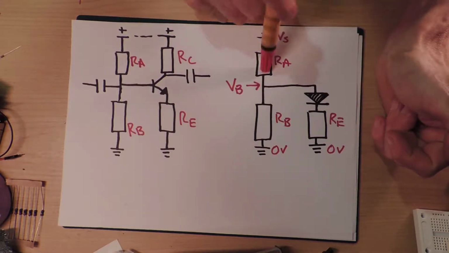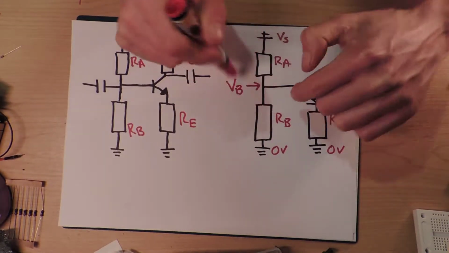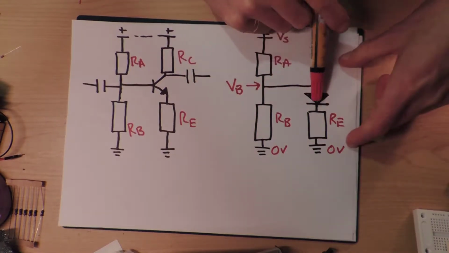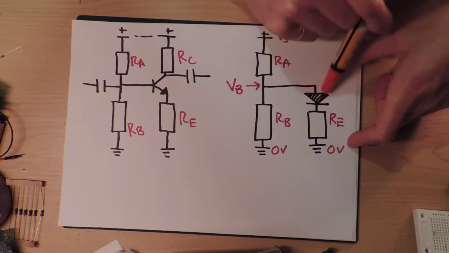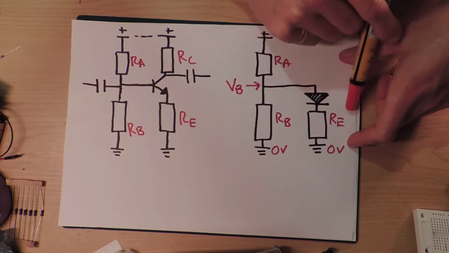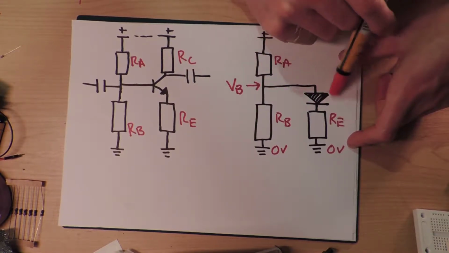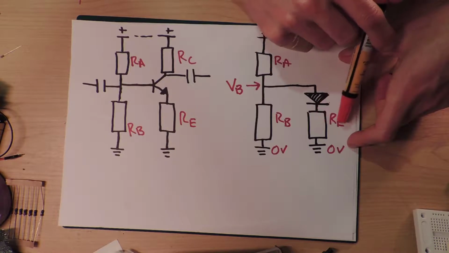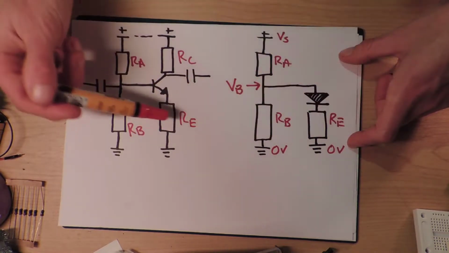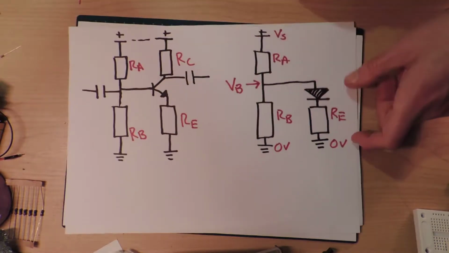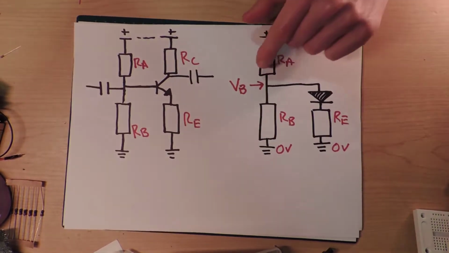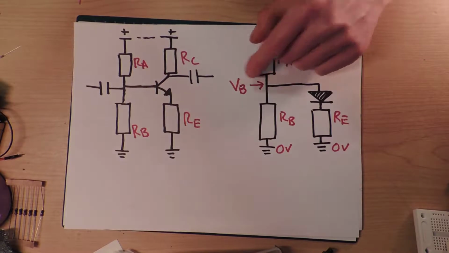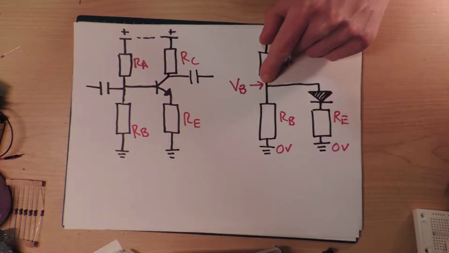So I've got RA and RB, and then you've got another path to ground via the emitter resistor and a diode. If at any point I refer to this as RC, it's because in my notes I put this as RC, but then I thought I'll just make it RE to match up with this kind of diagram. But the thing is, I want to work out what the voltage is, so I call this VB, the voltage at this point here.